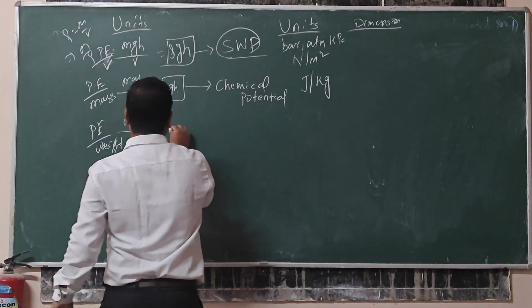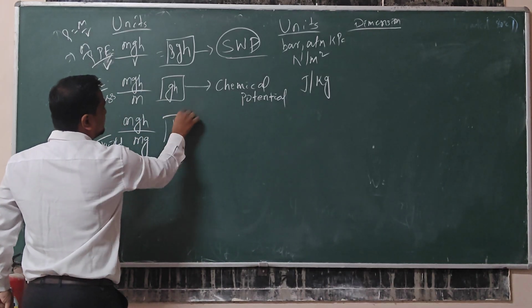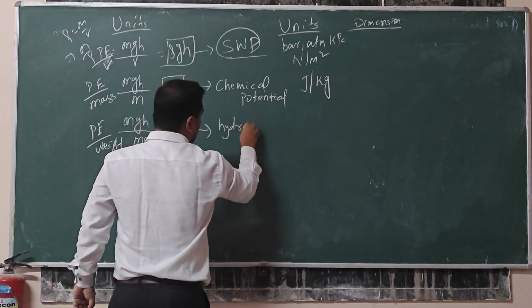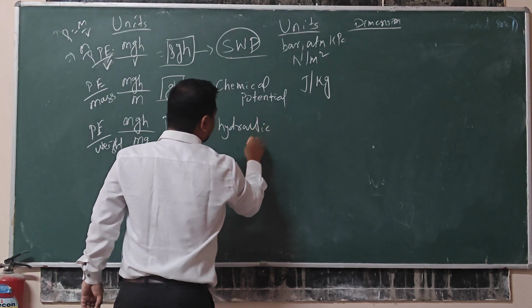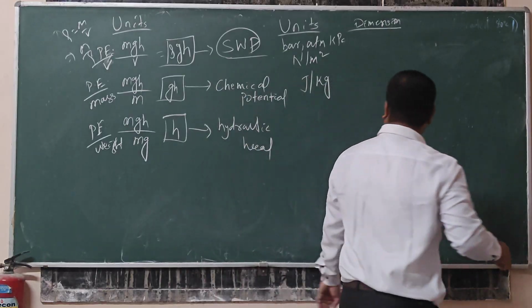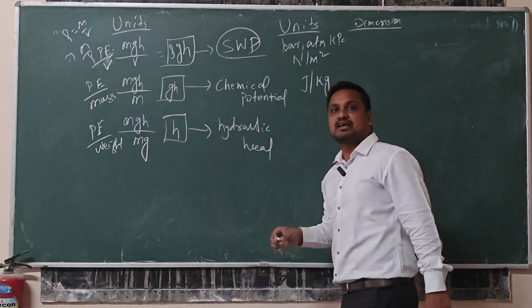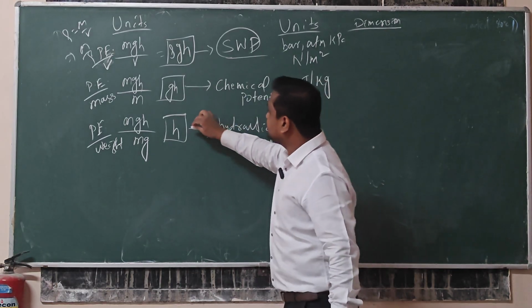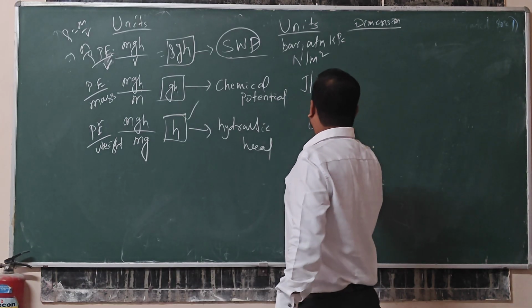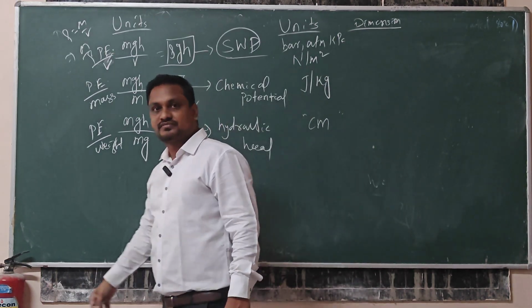this will give your H. This is called the hydraulic head. This will be most commonly used when we calculate water movement in saturated and unsaturated soil. Okay, this is very simple. The unit will be centimeter.